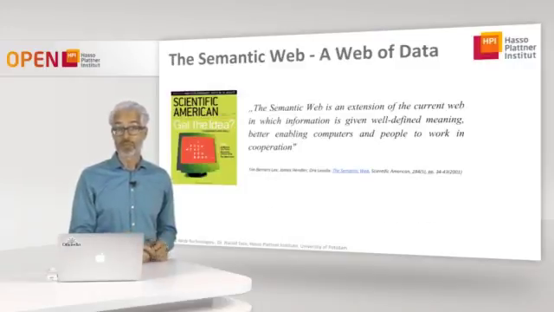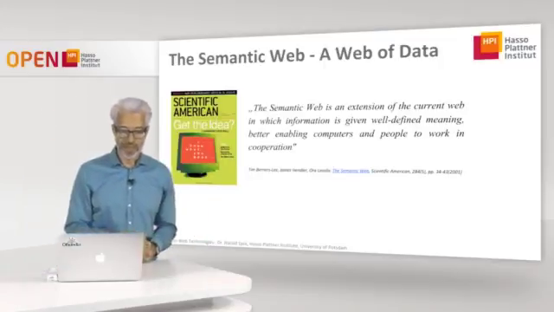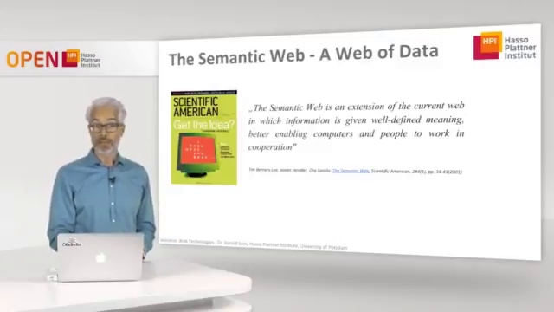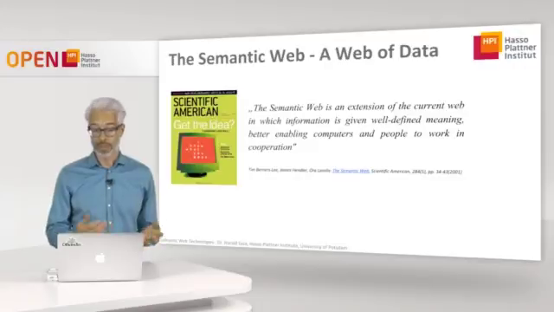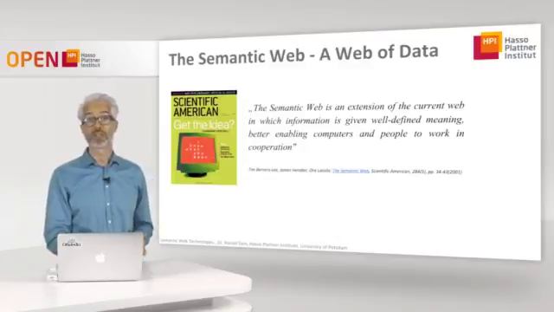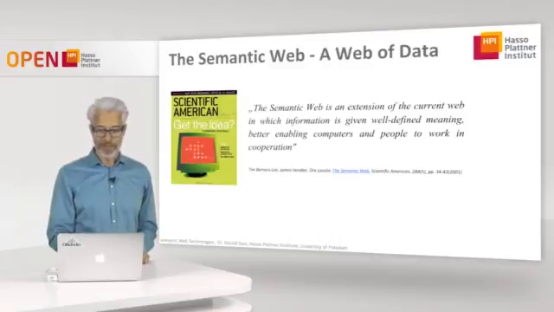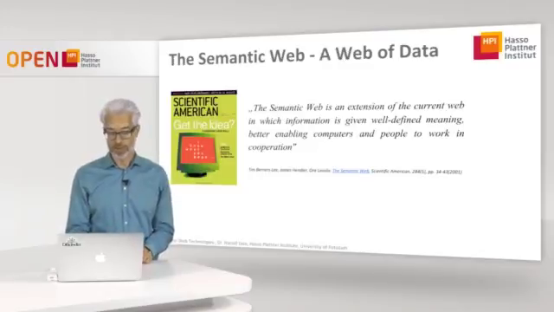The semantic web was already introduced more than 10 years ago. For example, in the popular scientific magazine Scientific American, there was an article about the semantic web in 2001 already. And there was a rather short and brief definition, in a popular scientific way: the semantic web is an extension of the current web in which information is given well-defined meaning. So as far as that goes, it's the same as our definition. And it's better enabling computers and people to work together in cooperation. This is the intention of the work to build the semantic web.